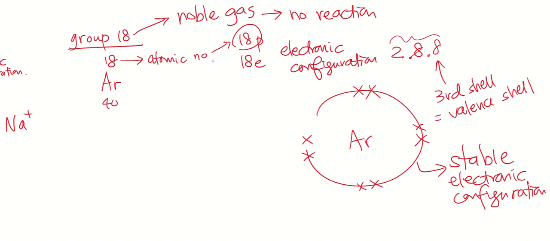Understand? But if you look at sodium, what was the electronic configuration just now? 2, 8, 1. Okay? The last shell has how many? 1. Stable or not stable? Unstable. So they all want to become stable.